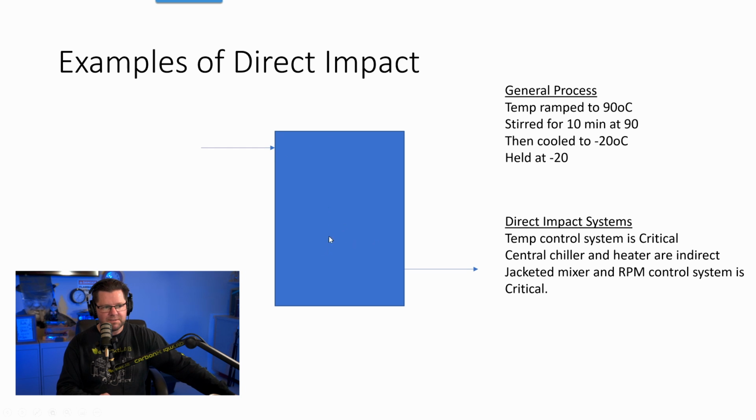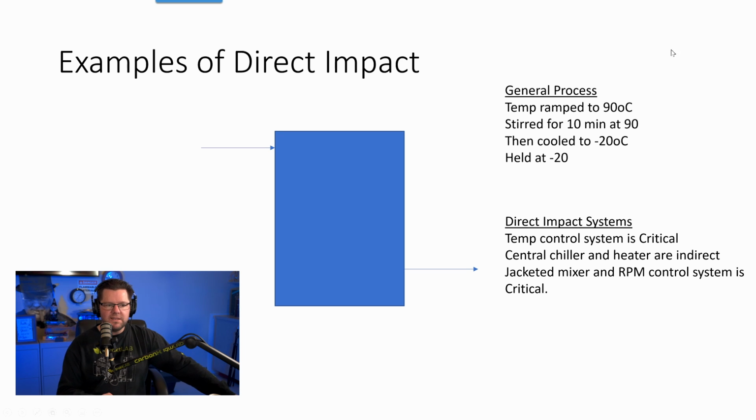You've got your product being made in here. You can see there's a little stirrer in your mind's eye, even though it's not there. And this is the glycol coming out and returning to the process. Here's the little recipe I made up. The temperature is ramped to 90 degrees C. It's stirred for 10 minutes at 90 degrees C, then cooled to -20, and then held at -20. So that's what's happening in here.